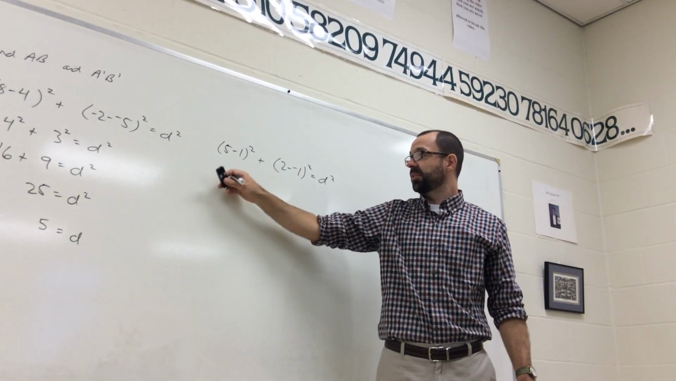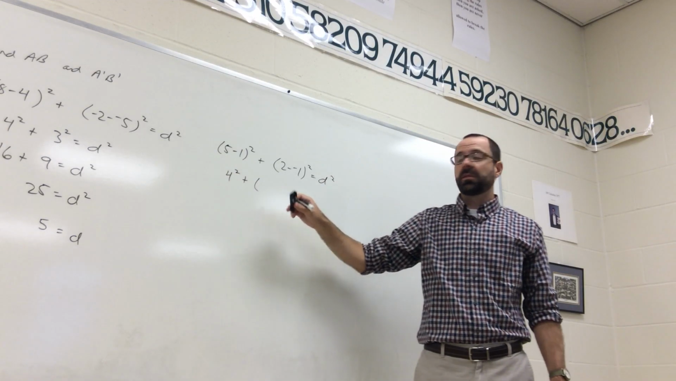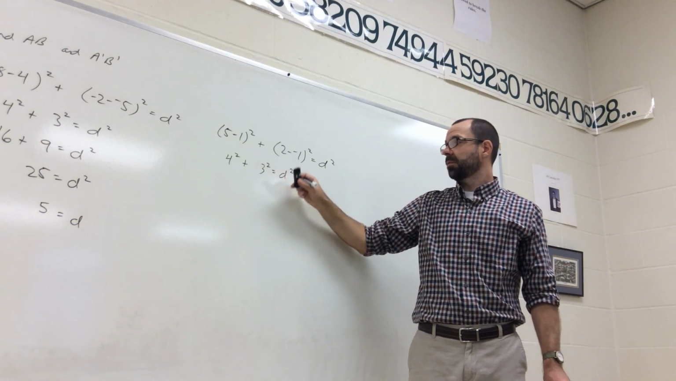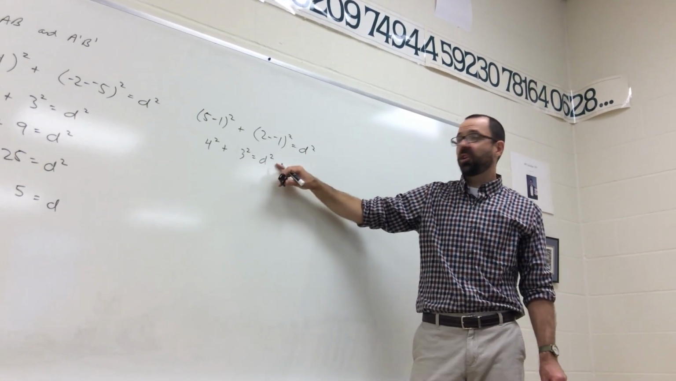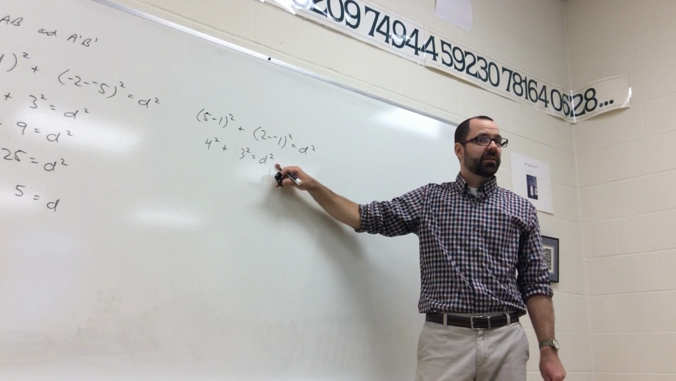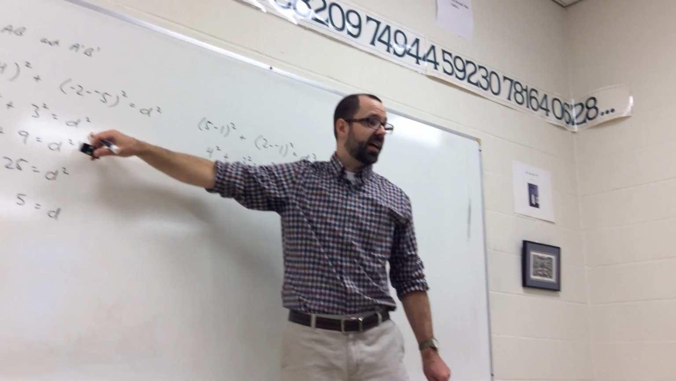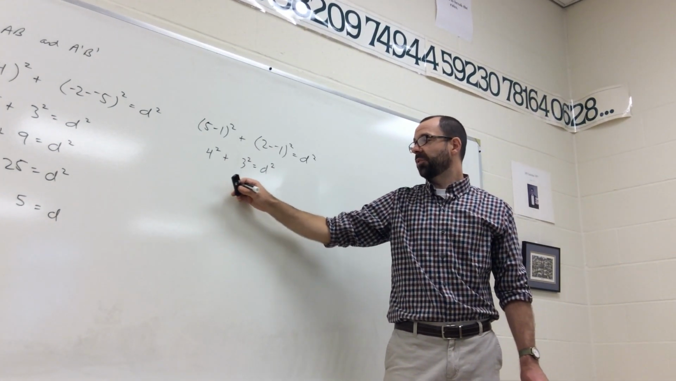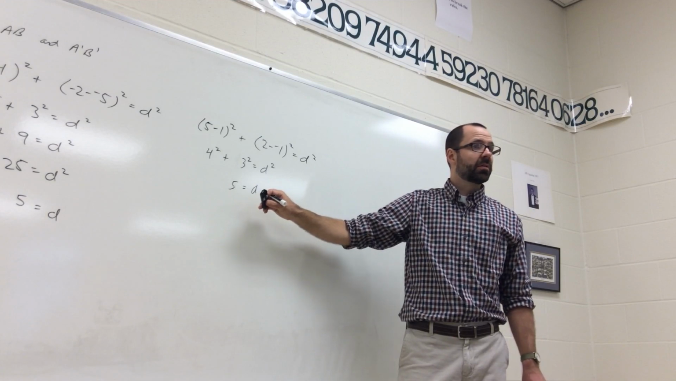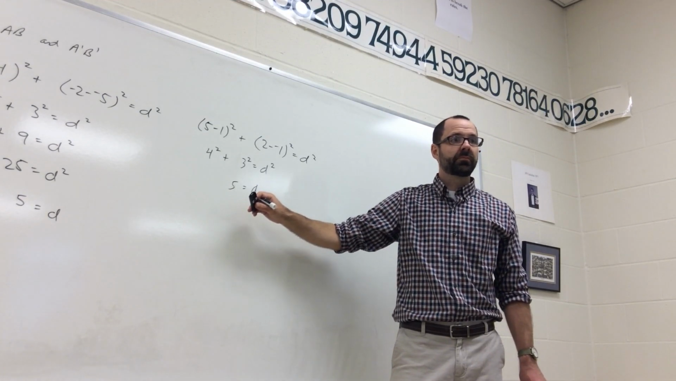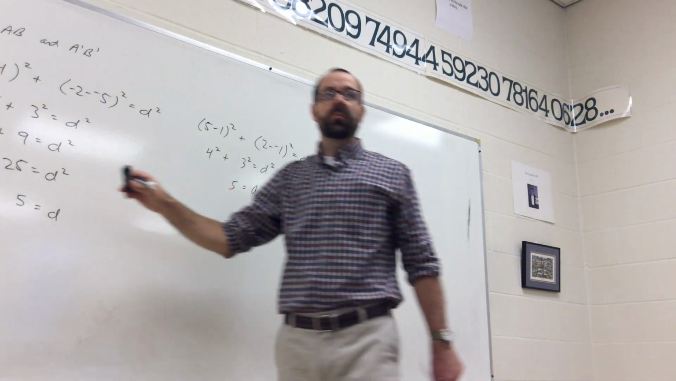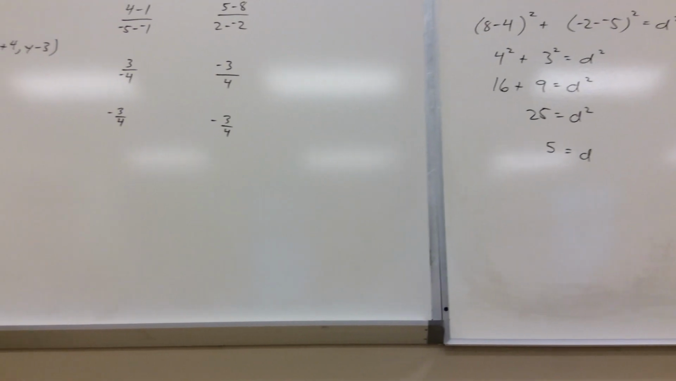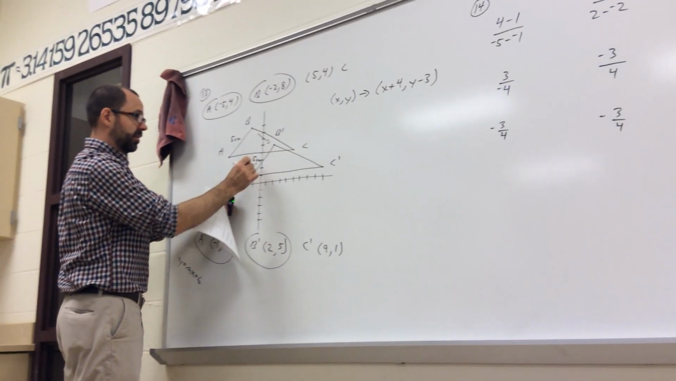So 5 minus 1 is 4. And 2 minus negative 1 is 3. And you can already tell it's going to come out to the same answer, right? Because this line looks identical to that line. So we're going to save ourselves some time, and now we know it's going to come out to 5 also. Okay, so this distance over here from A prime to B prime is also 5 centimeters.